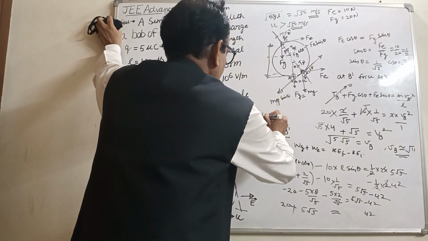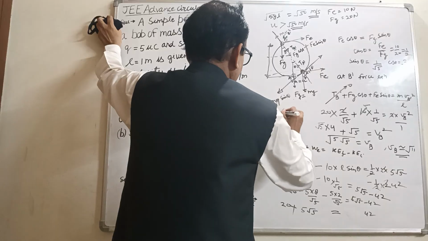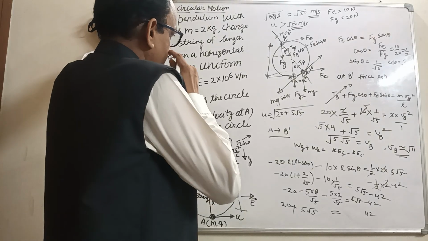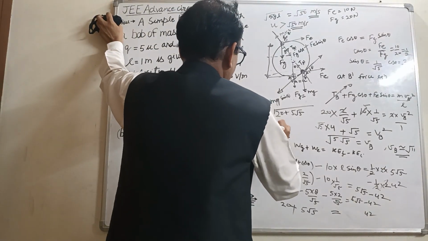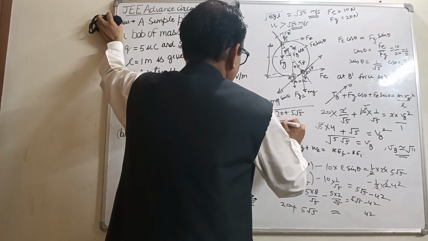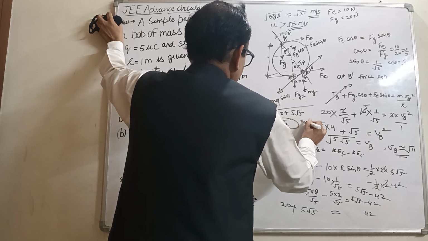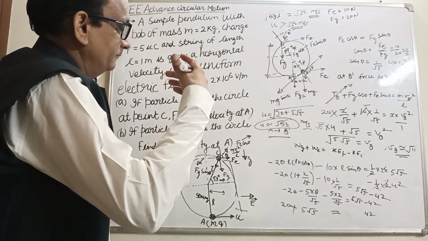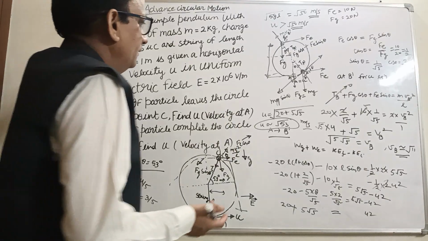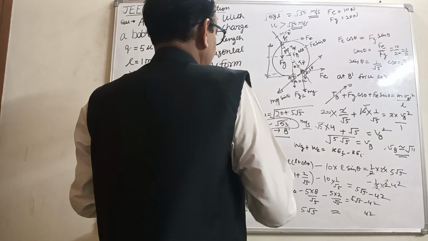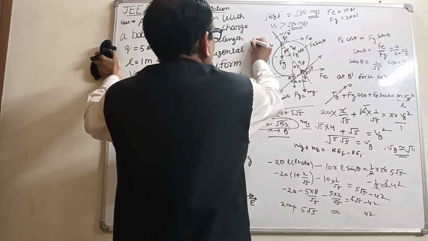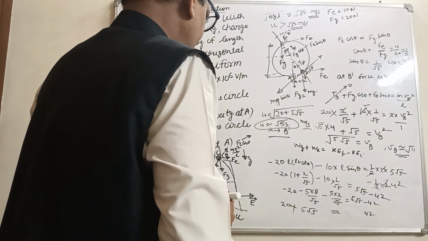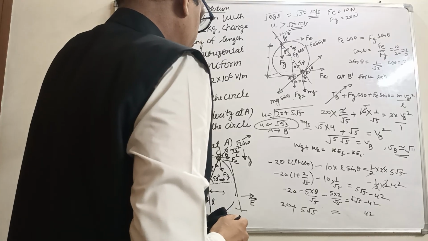So what is the value of u? u would be under root of 20 plus 5 root 5. This value becomes near about root 53 meters per second. So here we see the value would be root 50, and that value is more than here.